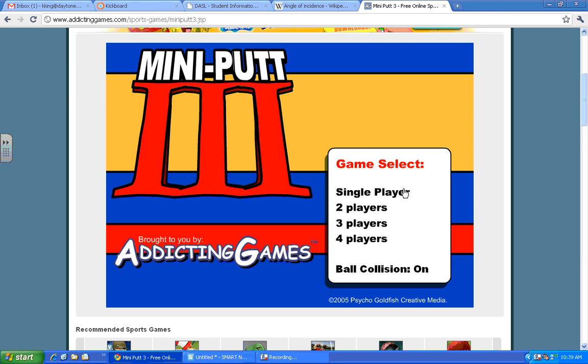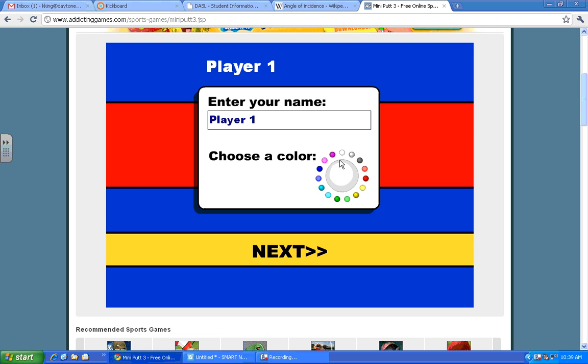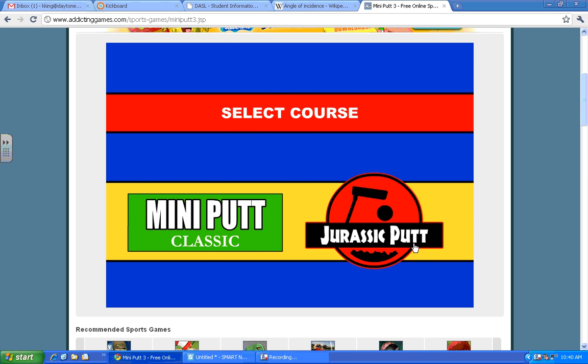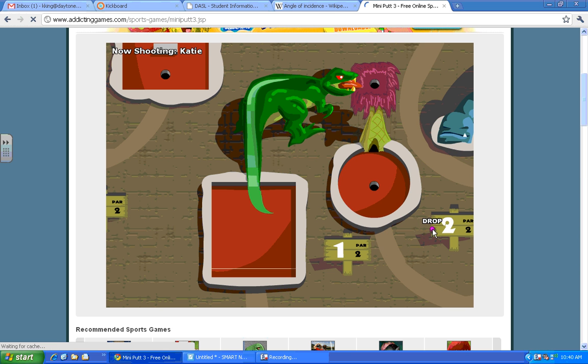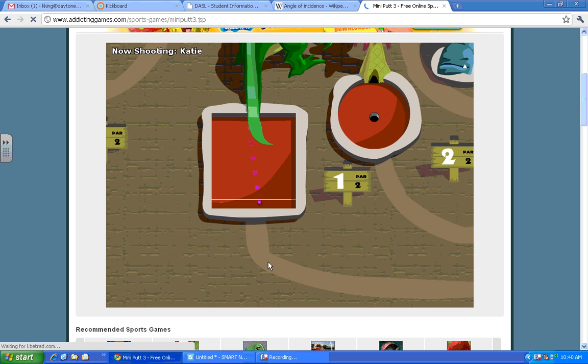Now I know it's not quite the real putt-putt. Ooh, purple of course. But I want to show you how incredibly awesome I am at this game. Ooh, Jurassic putt. We're going to go with the Jurassic. Ooh, look at the dinosaurs. Alright. So, when I'm playing putt-putt, believe it or not, I'm using nothing but geometry.